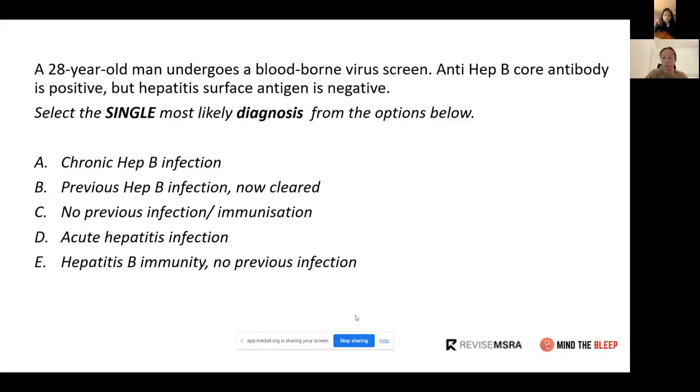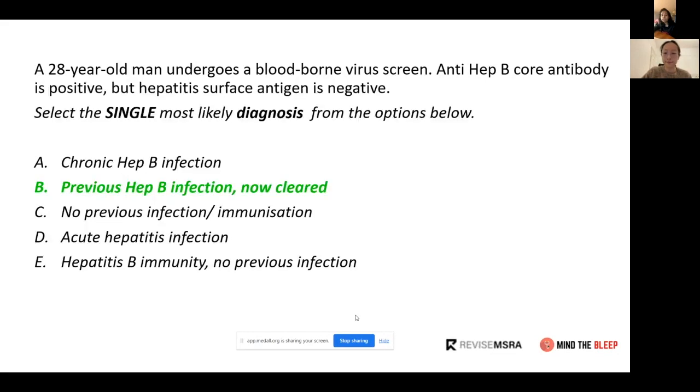So now we'll try this question. If we break it down, it's asking for diagnosis. This person has got a core antibody, but the surface antigen is negative. So we go step by step. If the surface antigen is negative, it could mean that they are immunized or they've had a previous infection. But the immunization is only against the surface one and not against the core. So if their core one is positive, therefore it is a previous hepatitis B infection that is now cleared.